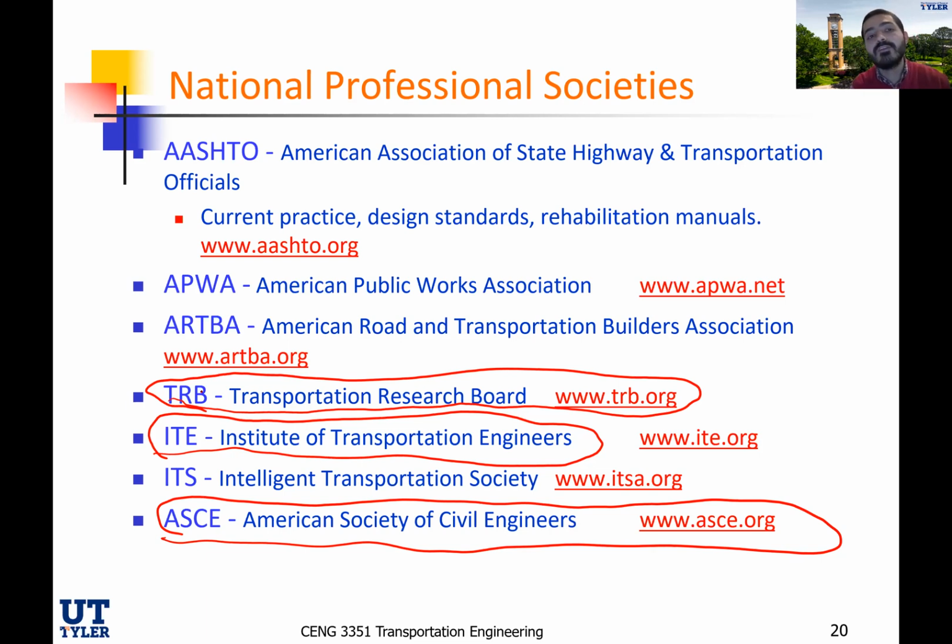Another very important association, sometimes I talk about this in exams or ask you, what does AASHTO mean? AASHTO is the American Association of State Highway and Transportation Officials. Very important. This is one of the big entities that handles publication of current practices, design standards, as well as rehabilitation manuals. I highly recommend you, if you have a couple of minutes, to take a look at aashto.org and take a look at the website.